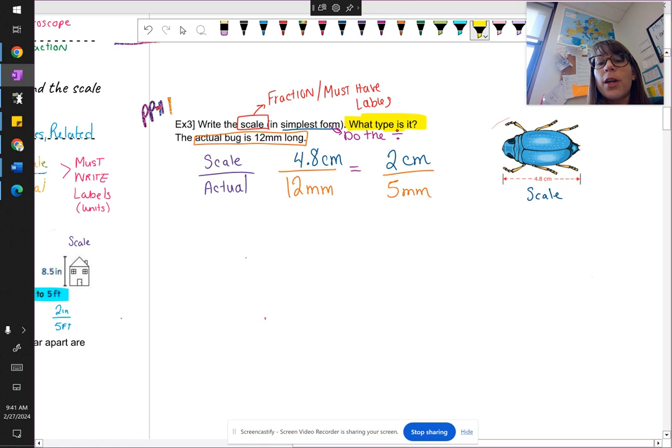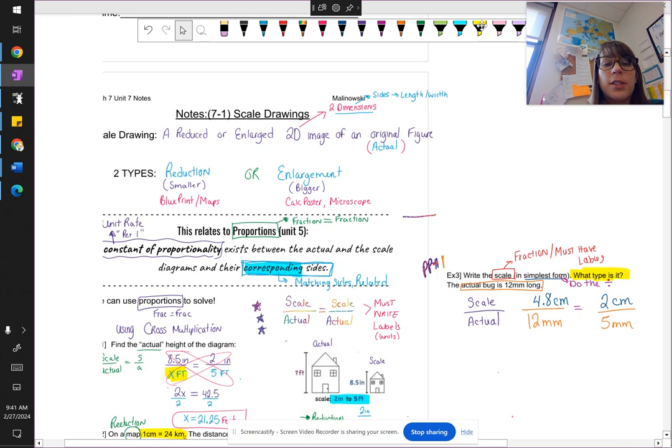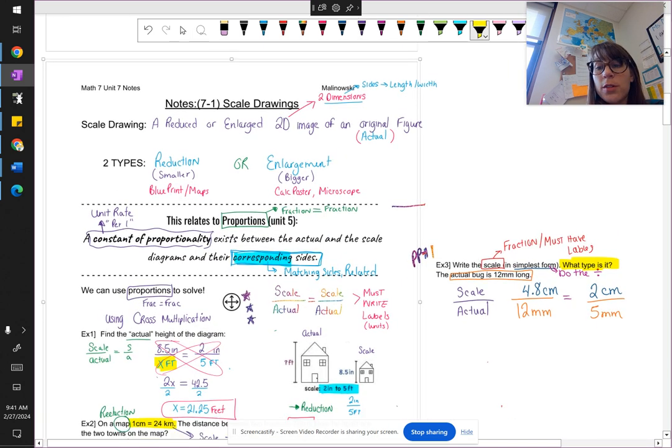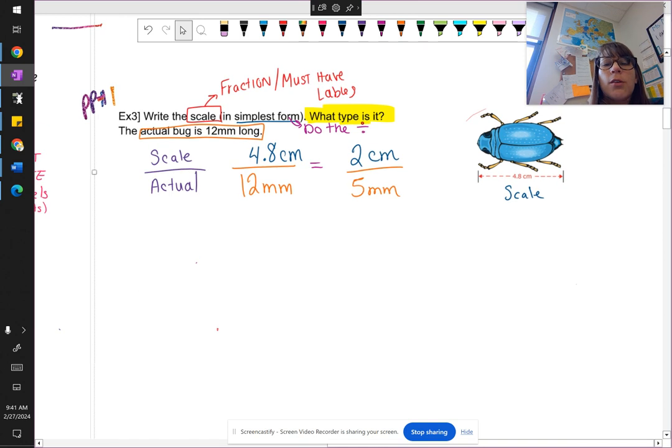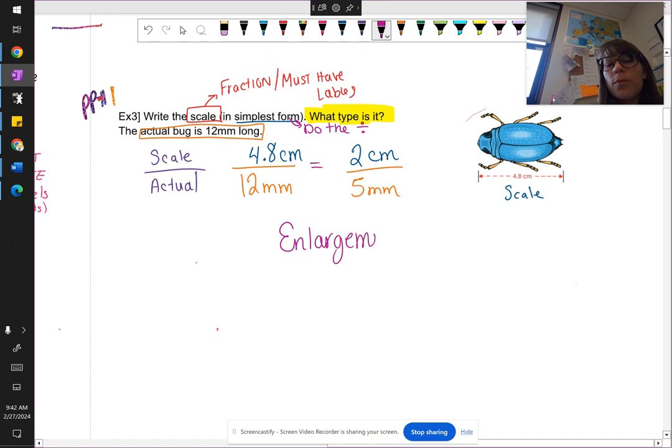Last but not least, they wanted to know what type of scale this was. So again, those 2 types that we talked about, it's either a reduction or an enlargement. Well, what were we doing here? Is the actual bug bigger or smaller than the scale drawing of it? Millimeters are smaller than centimeters, which means we made the bug bigger, which makes this an enlargement. Enlargement. We made the bug bigger.